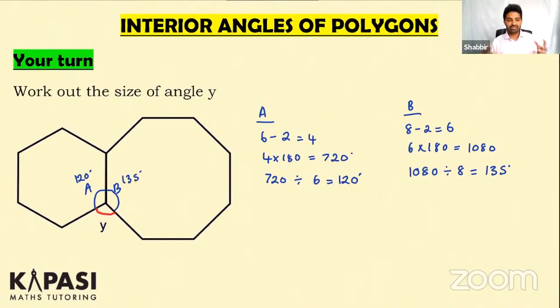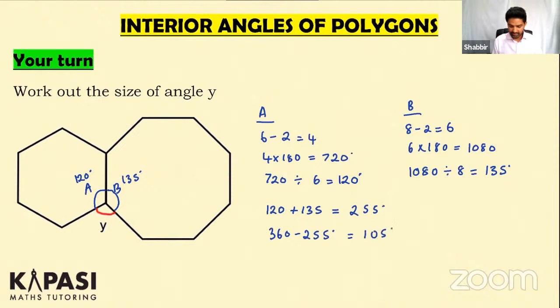So all I need to do now is add them two together and take it away from 360 degrees. So 120 plus 135 is 255. 360 take away 255 equals 105 degrees. So Y equals 105 degrees. And that is it. That is how you attempt that exam style question.